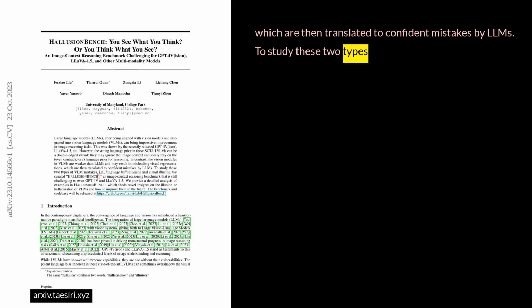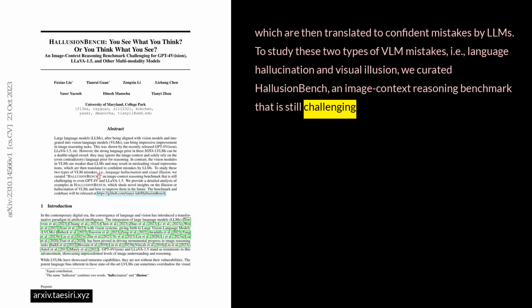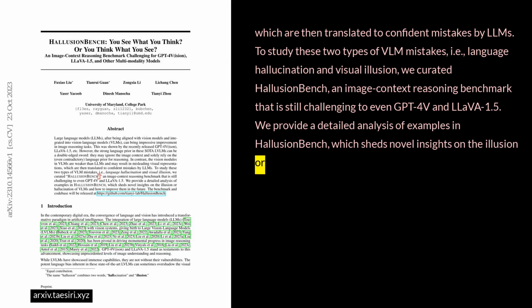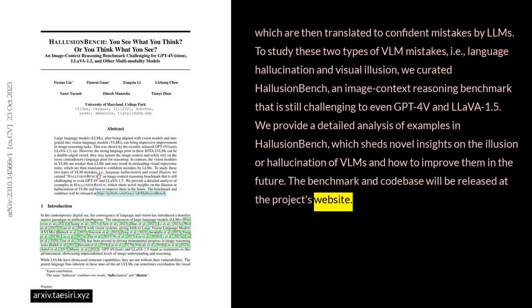To study these two types of VLM mistakes, that is, language hallucination and visual illusion, we curated HallusionBench, an image context reasoning benchmark that is still challenging to even GPT-4V and LLaVA-1.5. We provide a detailed analysis of examples in HallusionBench, which sheds novel insights on the illusion or hallucination of VLMs and how to improve them in the future. The benchmark and codebase will be released at the project's website.